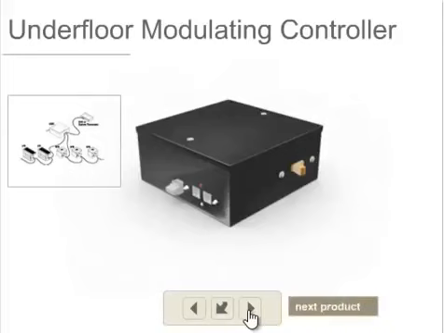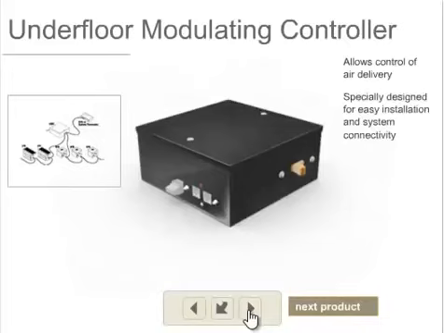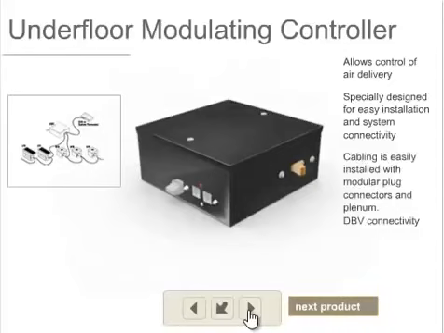Underfloor Modulating Controller. The Price Underfloor Modulating Controller series allows control over the underfloor air delivery applications. Components of the Price Underfloor air distribution system have been specially designed for easy installation and system connectivity. Diffusers and linear floor grills do not require field assembly and can often be dropped in place after the floor tiles have been installed. System control cabling is easily installed with modular plug connectors and plenum-rated cabling provided with each LFG and RFB unit, not to mention DBV connectivity.